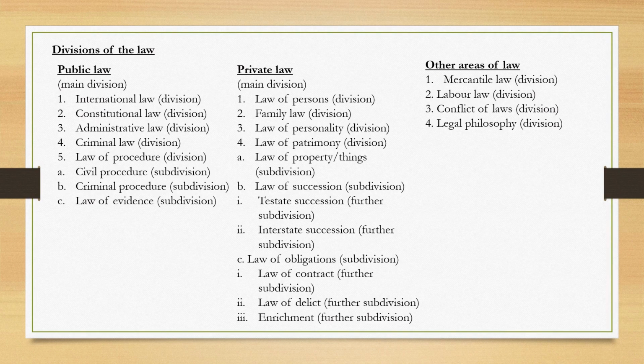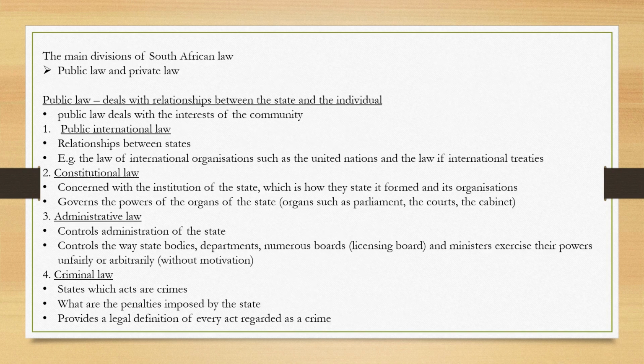So there are divisions of law: public law, private law, and other areas of law. I'm not going to run you through everything that's on my screen right now, because as we go through, we're going to go through each one of them. So public law and private law are our main divisions, and then we get other areas of law. As you can see, we have divisions, subdivisions, and further subdivisions. The main divisions of South African law are public and private law, as I've said.